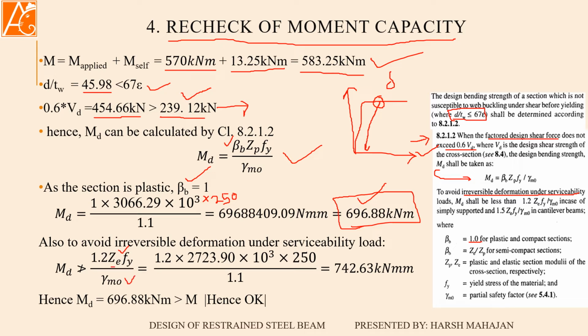Now ZE is the elastic modulus. So from the section table, this is the elastic modulus, which is coming around 742.63, okay, kilonewton meter. Hence MD will be this value only, 696, which is far greater than our applied moment. Hence our section is safe in bending also.